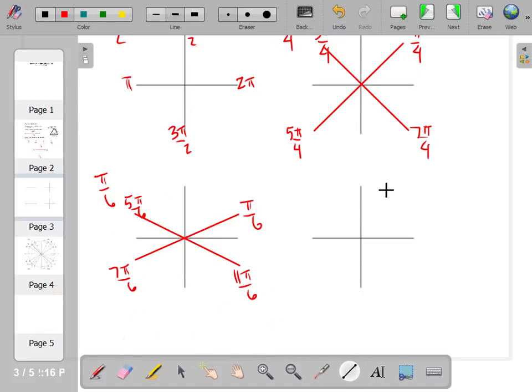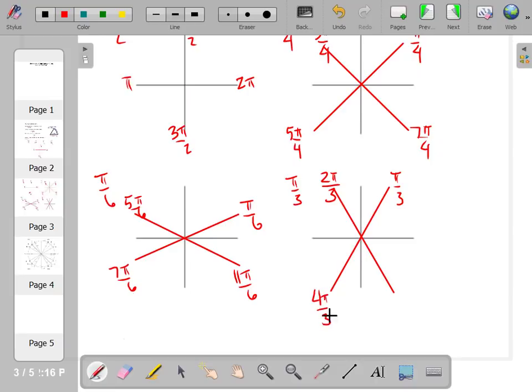The last reference angles are your 60 degree reference angles, which is pi over 3. So if pi is 180, 180 divided by 3 is 60. So this is 1 pi over 3. This is 2 pi over 3, 120 degrees. 3 pi over 3. This is 3 over 3. This is 4 pi over 3, 5 pi over 3, and then 6 pi over 3 is 2 pi.